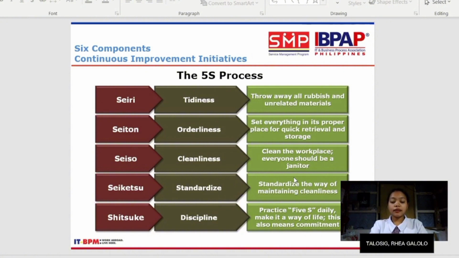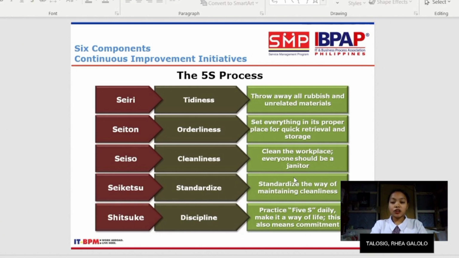Work groups can come up with their strategies for sorting through the remaining items. Everyone should determine what arrangement is most logical, and what arrangement will cost the least amount of wasted time to do their job. The third one is Seiso, or shine, or cleanliness. Clean the workplace, everyone should be a janitor.